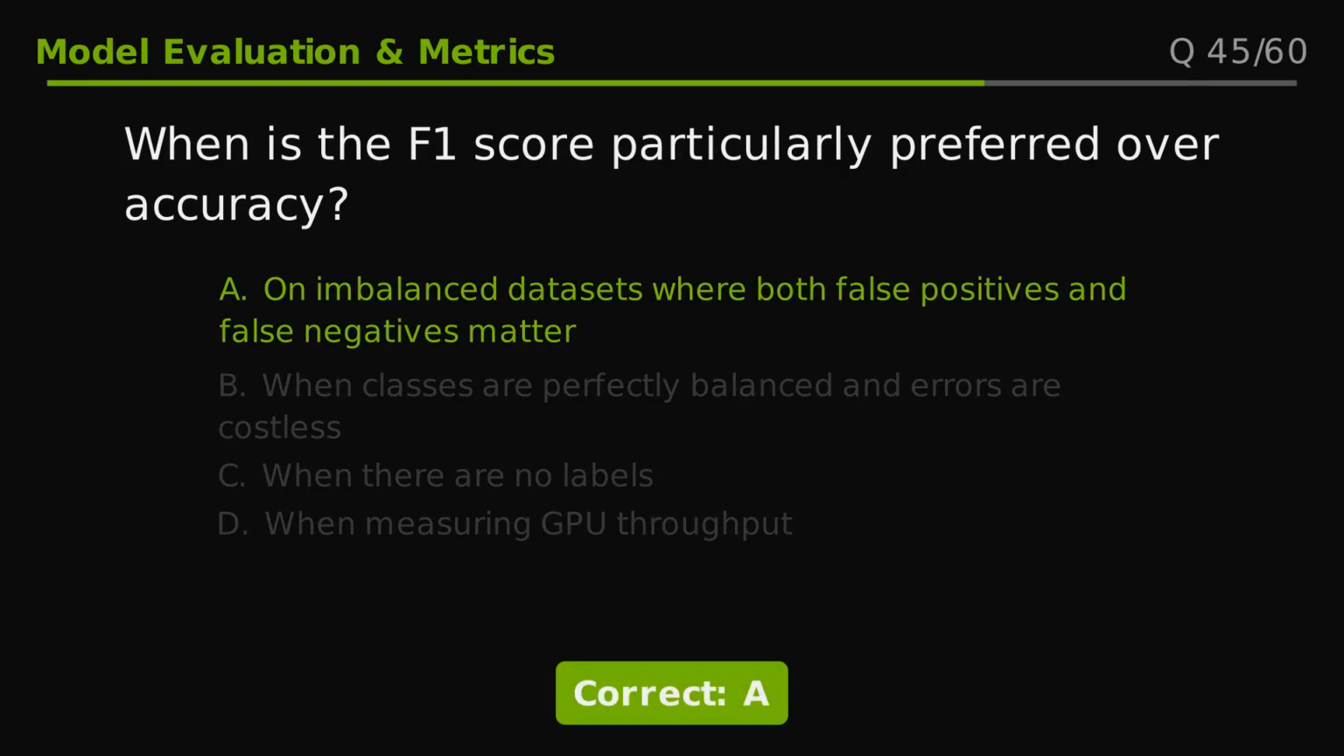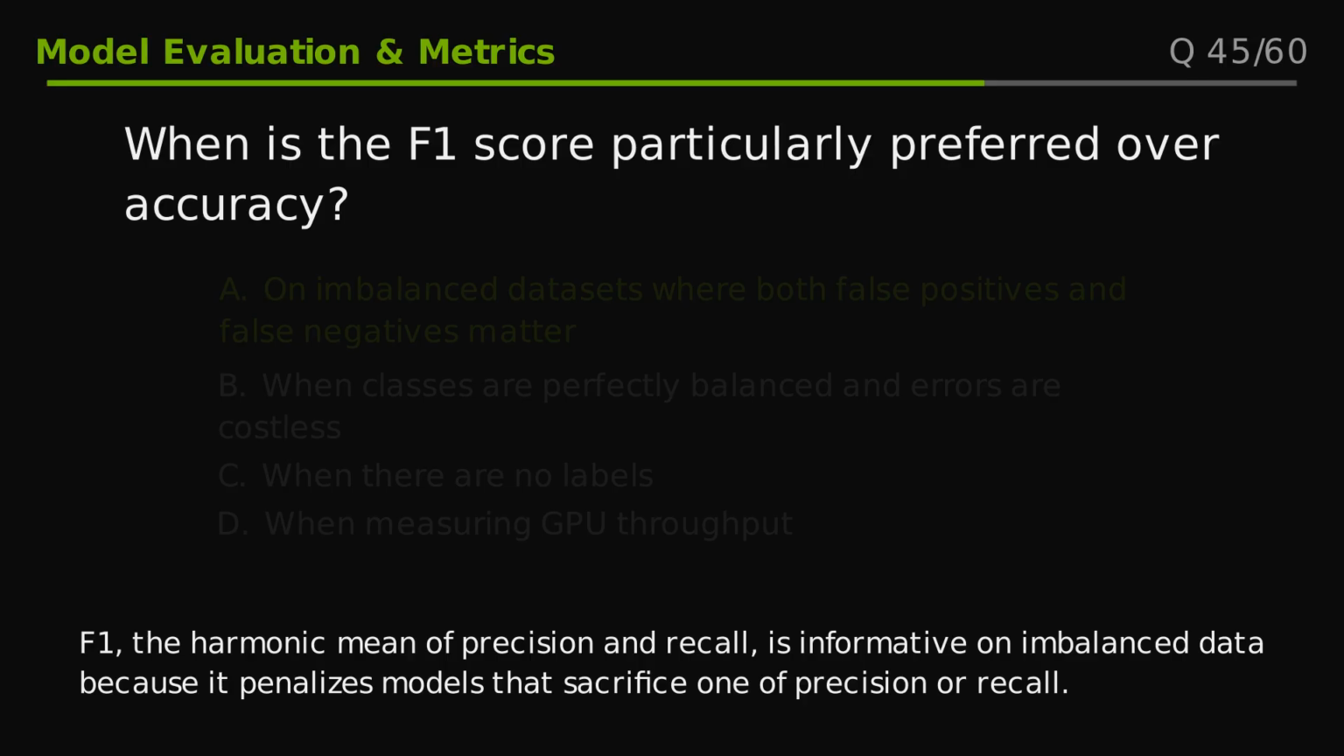The correct answer is A. F1, the harmonic mean of precision and recall, is informative on imbalanced data because it penalizes models that sacrifice one of precision or recall.